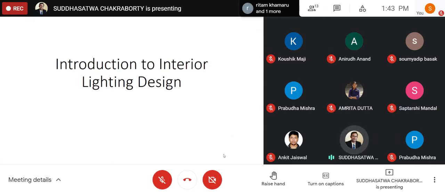In a generalized way, people used to think lighting design means put the light here and there and your design will be done. No, it's an absolutely wrong concept. Number one. Number two, sometimes we will see there are some standard lighting design simulators.